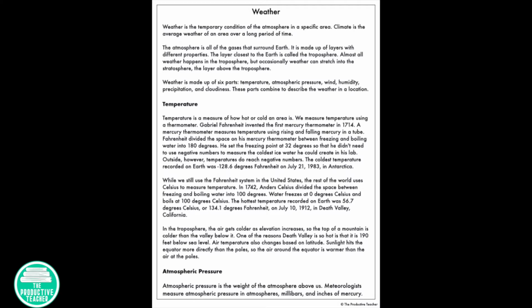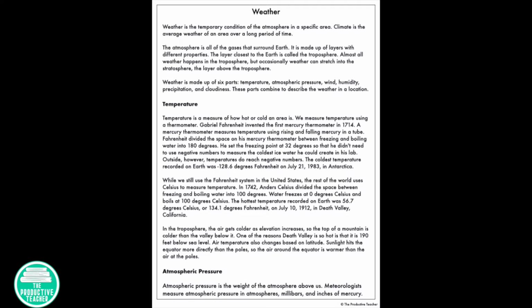In the troposphere, the air gets colder as elevation increases, so the top of a mountain is colder than the valley below it. One of the reasons Death Valley is so hot is that it is 190 feet below sea level. Air temperature also changes based on latitude. Sunlight hits the equator more directly than the poles, so the air around the equator is warmer than the air at the poles.